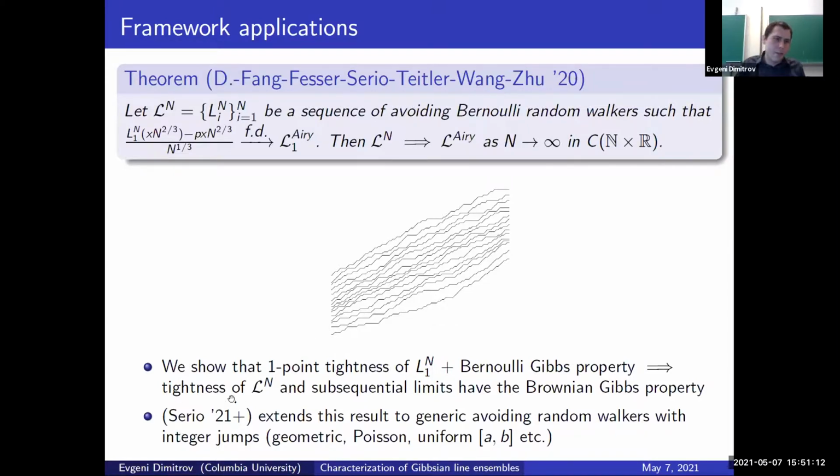And the other thing I want to mention is that in a follow-up work to this one, one of the authors, Christian Serio, in his senior thesis has extended this result to not just Bernoulli, but generic random walkers. There are some technical conditions that I'm not going to go into, but he can handle things like geometric jumps, Poisson jumps, uniform on some compact integer interval jumps. There's a large family, but it's not everything that you can imagine.